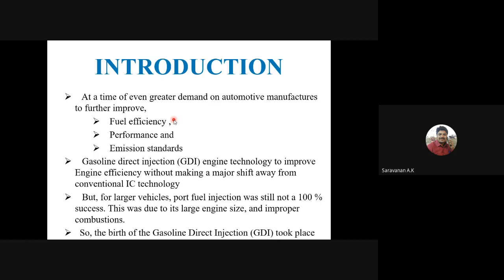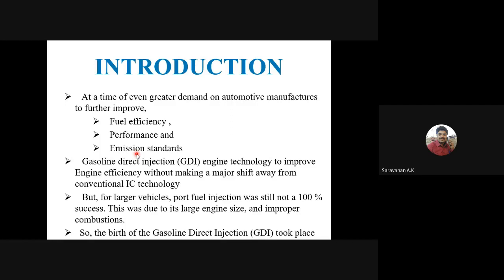Lower fuel consumption is used in most of the modern technologies. Once we use lower fuel consumption, the fuel economy will be there, and at the same time the performance will be good. How can we improve performance? With turbochargers and superchargers, which help to get more performance on the IC engines. Then the emission standards.